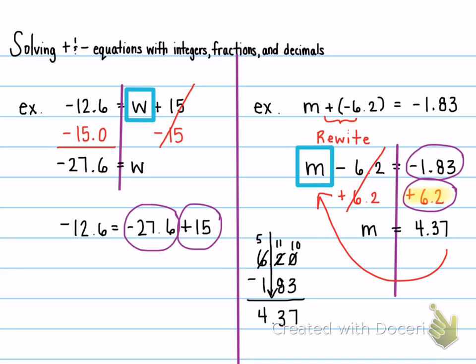When you think about plugging that back into the equation, 4 and 37/100 minus 6.2, you should notice you're taking a bigger number away from a smaller number, so it should turn out to be negative. So it works out nicely. All right, we're going to do 2 fraction problems, and then we are done.